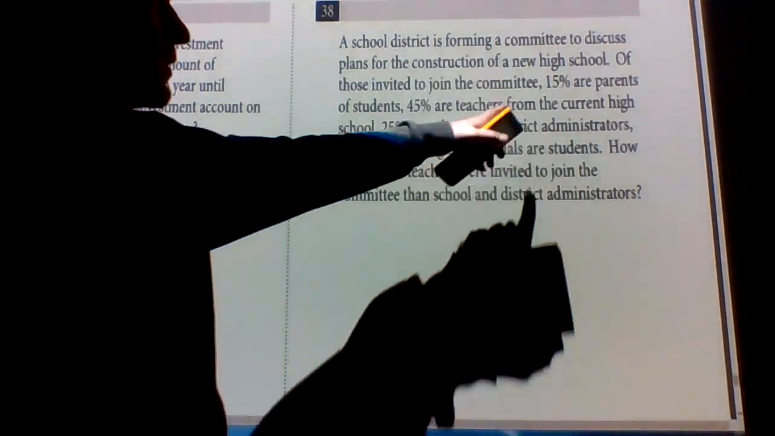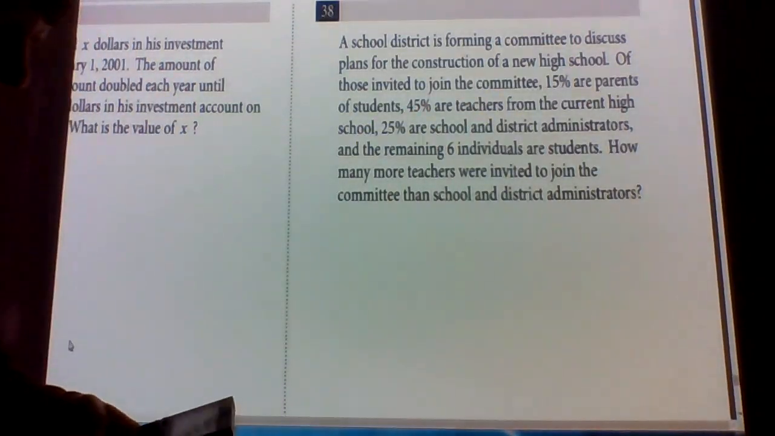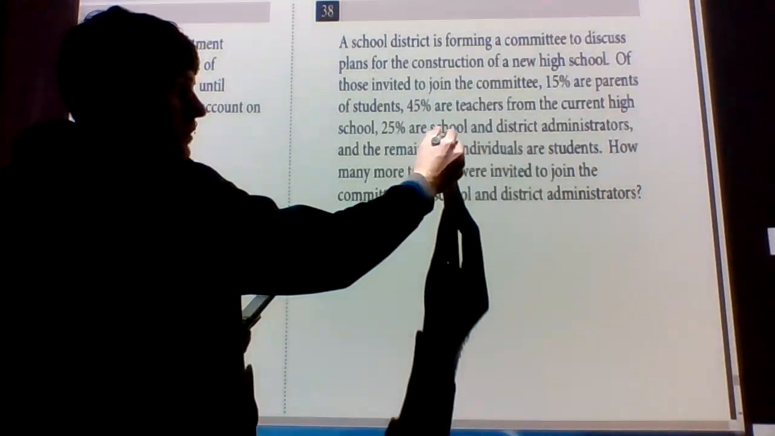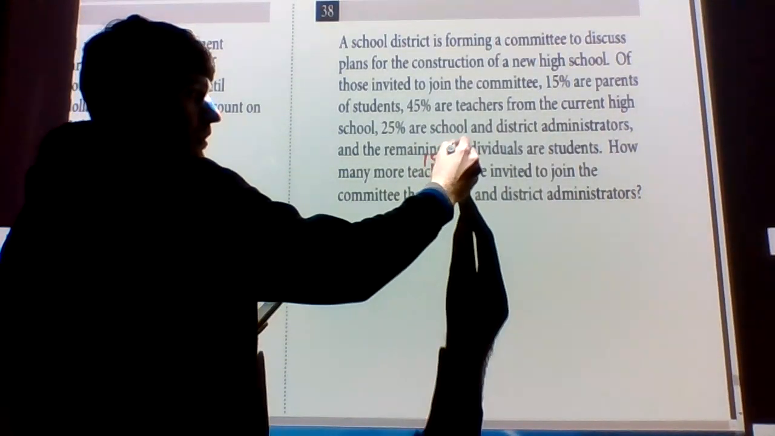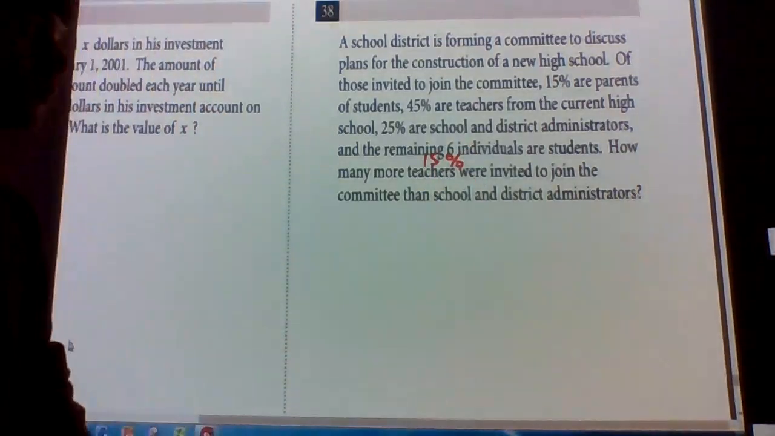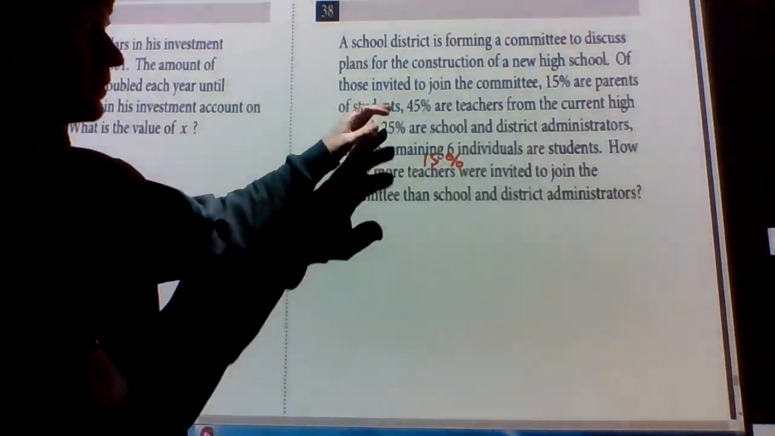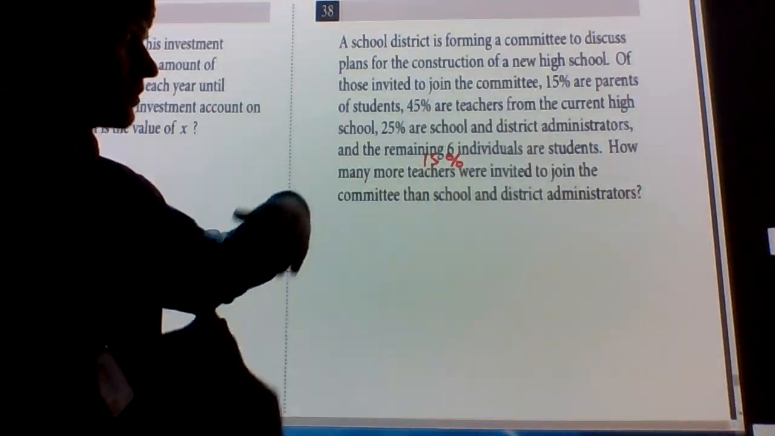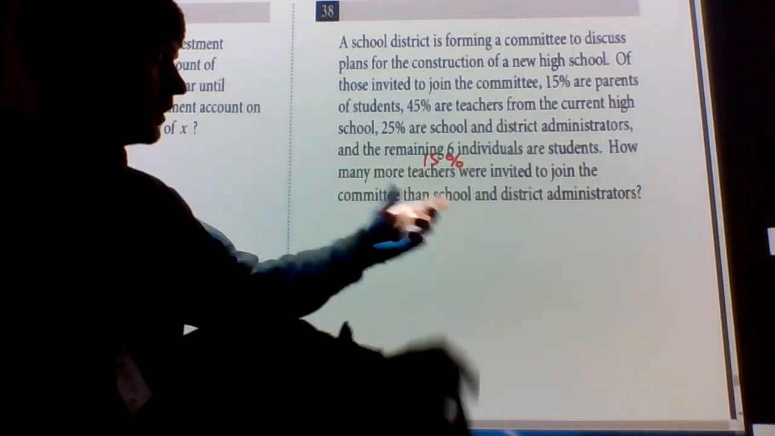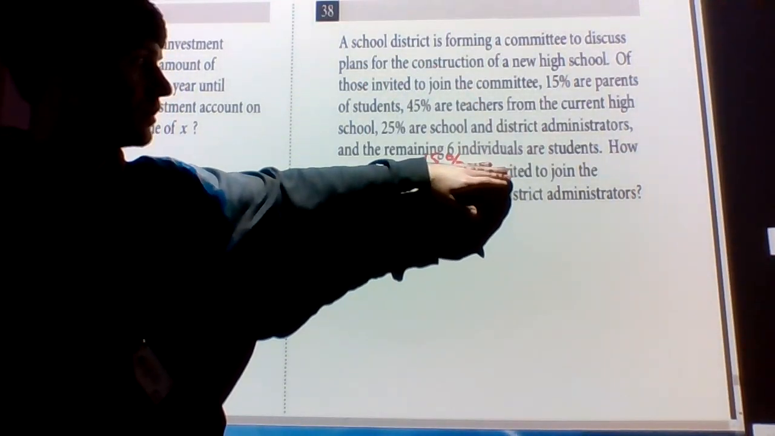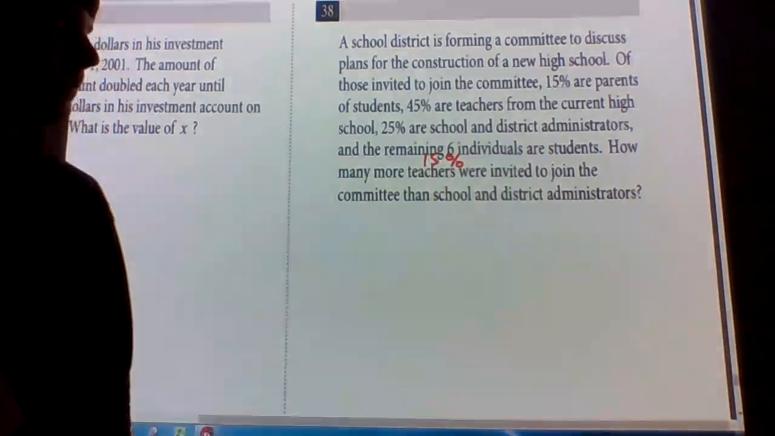So here we have 15 plus 45 plus 25. Oops, not times. 15 plus 25 plus 45, right? 85. So that means 15% were students, right? Because if 15% are parents, 45% are teachers, 25% are school and district administrators, and the remaining are students, then the remaining has to be 15%.